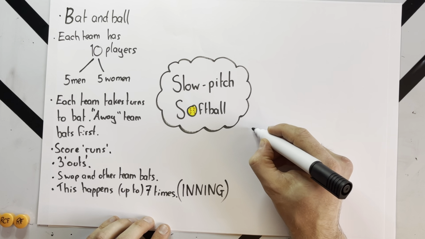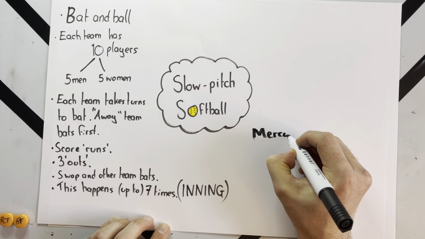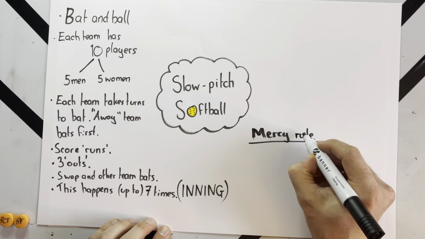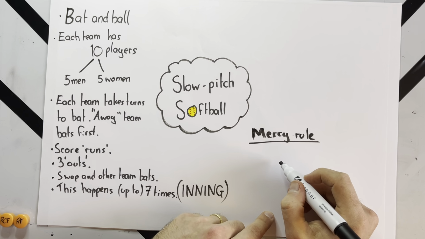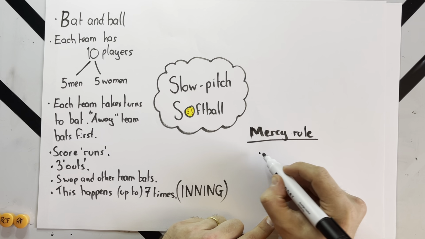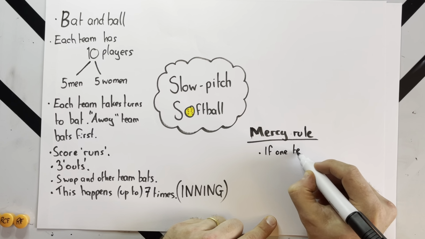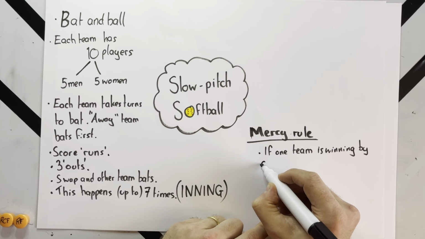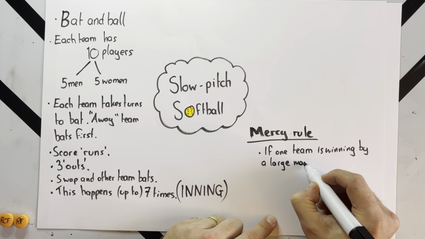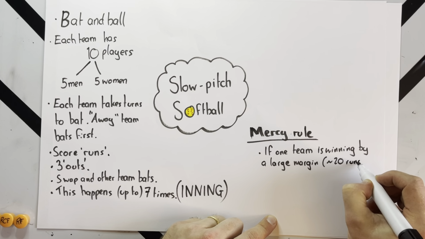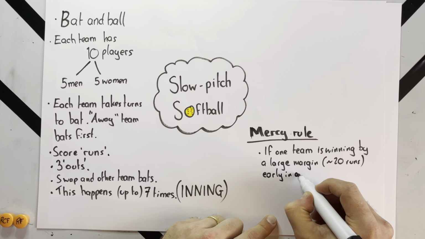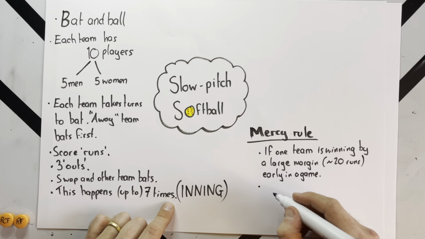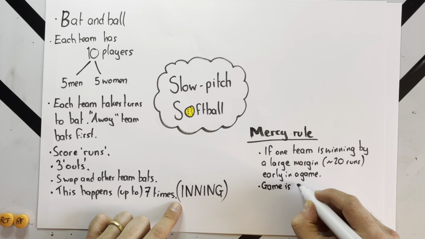There is also, in many leagues, something called the mercy rule. You may experience a game where one team is sufficiently better than the other. So in many leagues they will have a set number of runs which one team can be ahead by. If one team is winning by lots, and by lots it could be around 20 runs, early in a game, the game could be called early. So you might not get 7 times to bat, you might only get 5. The game is finished early.